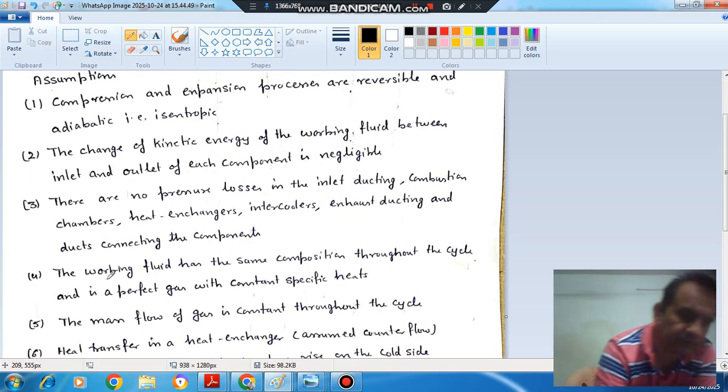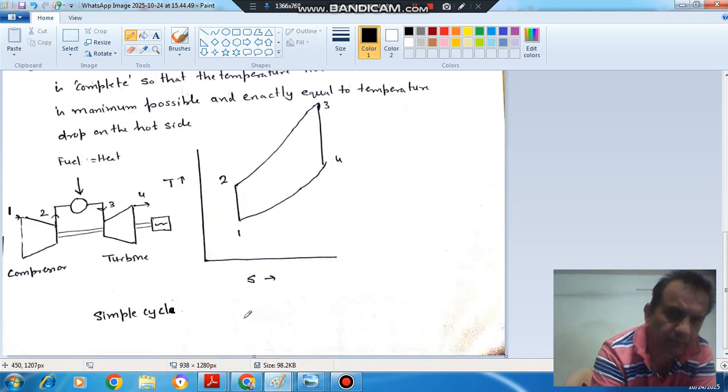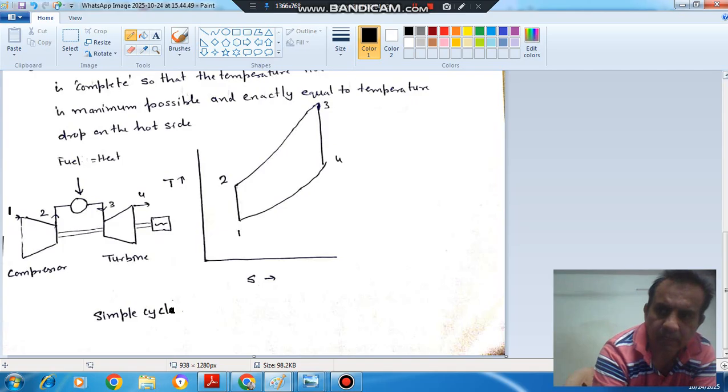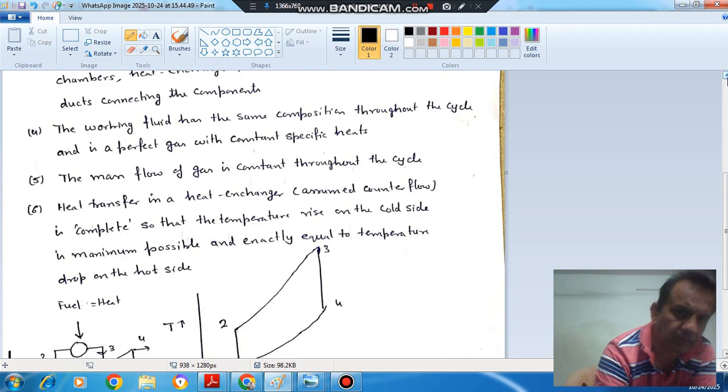Fourth assumption is the working fluid has the same composition throughout the cycle and is a perfect gas with constant specific heat. So here we are assuming that although we are compressing air and adding fuel here, the working fluid is the same within the compressor, the combustion chamber, and the turbine, and has the same value of Cp and the same value of gamma throughout.